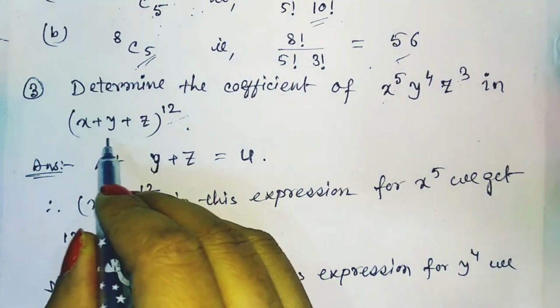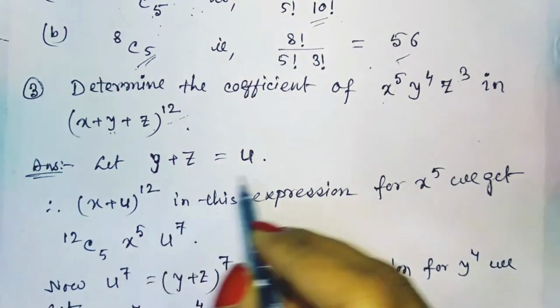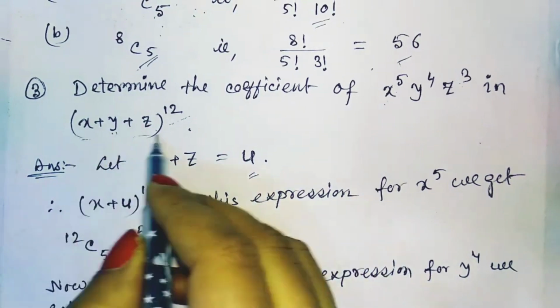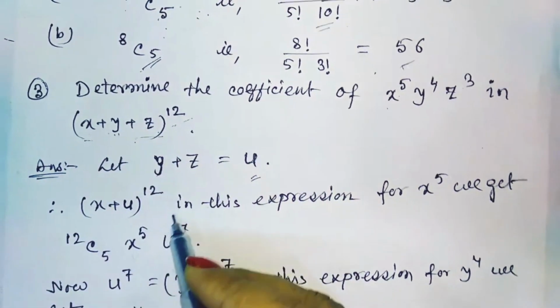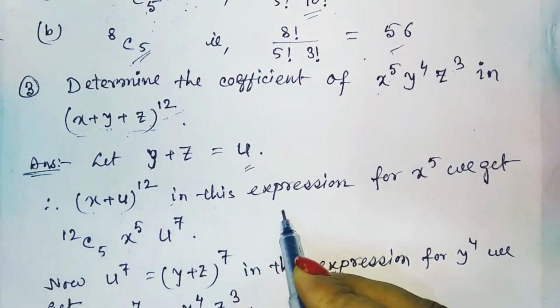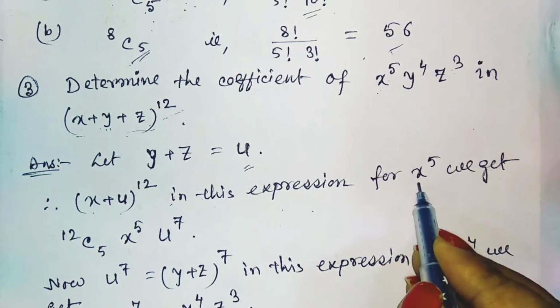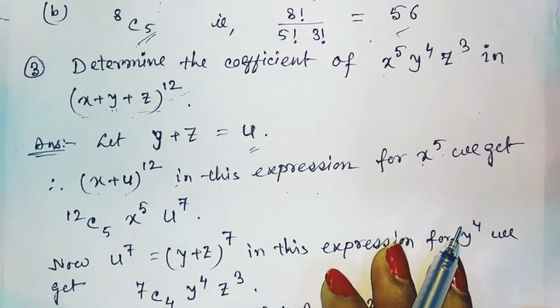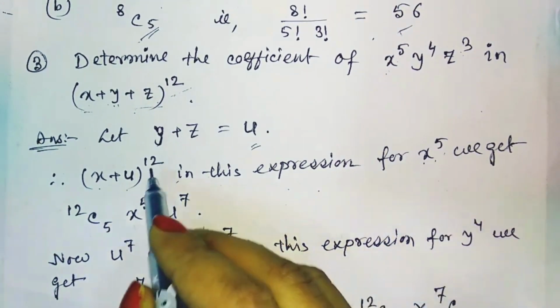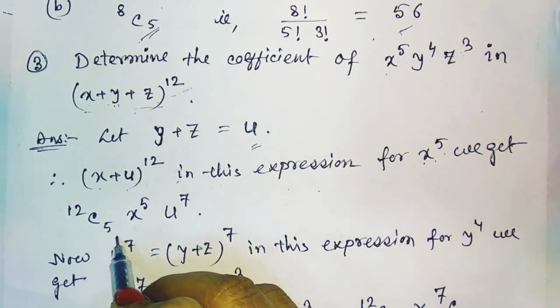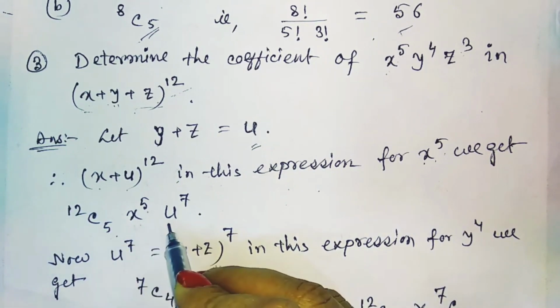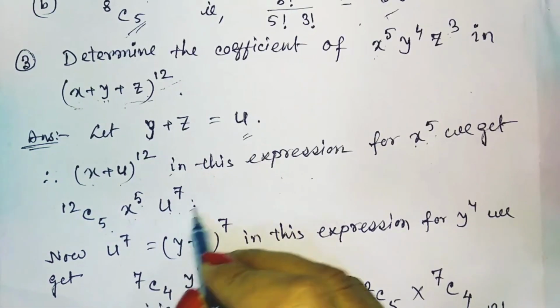Now we can assume y plus z is equal to u, so that we can express this expression as (x plus u) to the power 12. So (x plus u) to the power 12 is expressed in this way, and here the coefficient of x to the power 5, if we want to find out, has to be 12C5. So 12C5 x to the power 5, and definitely u to the power 7 is the remaining part.